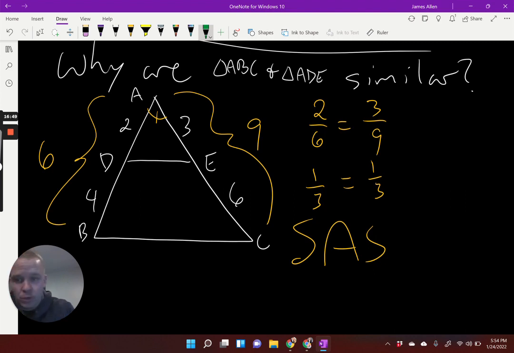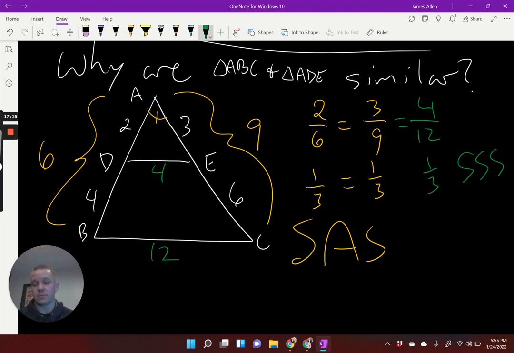Now, in a parallel universe, say I gave you this was 4, and then this was, let's say, 8. Wait, no, never mind that. I want it to be 12. There we go, 4 and 12. That would also reduce down to 1/3. So boom, now I could say side, side, side similarity, because I have 3 sets of sides and they're proportional.